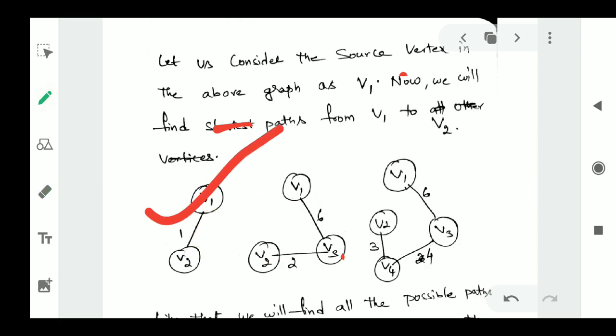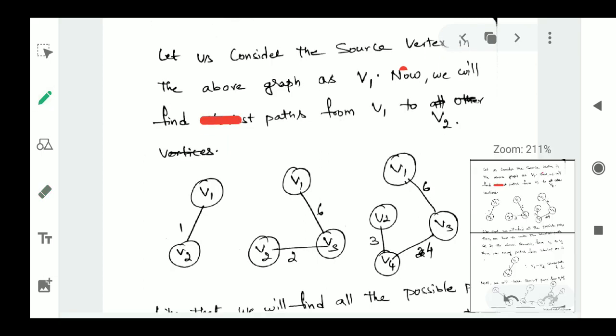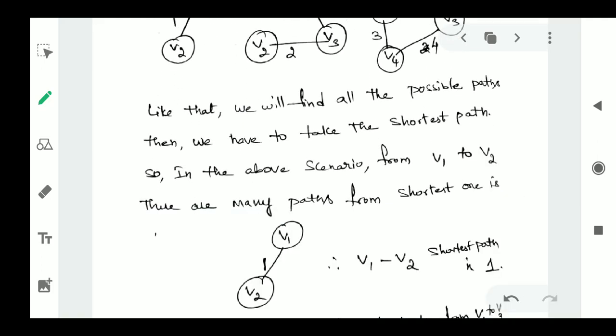V1 to V2 is the shortest path. So we will eliminate these things. We will not take them, because they are not giving us the shortest. That's why we are going to take only this particular one. We will note down that the shortest path between V1 and V2 is 1. Like that, V1 to V2 is over. Now we will go for V1 to V3, the next vertex.